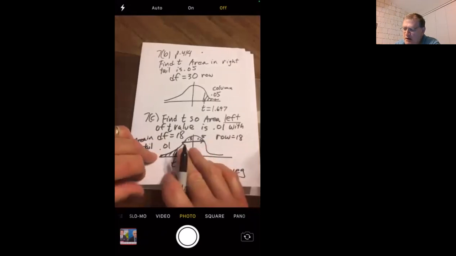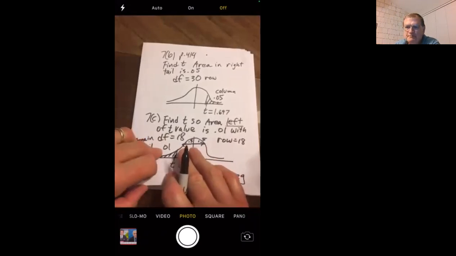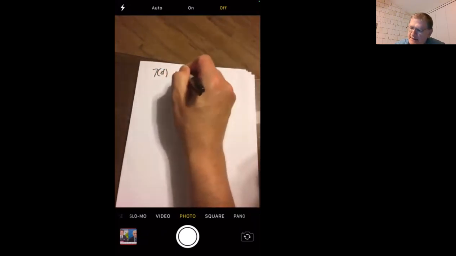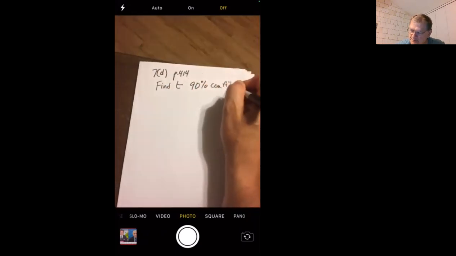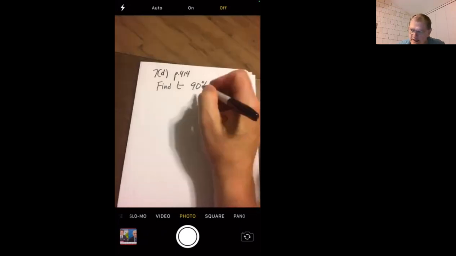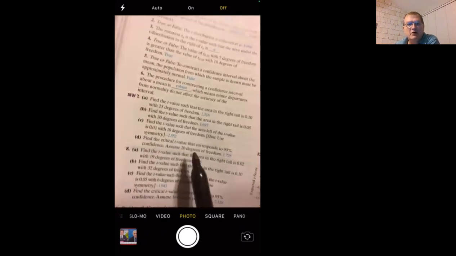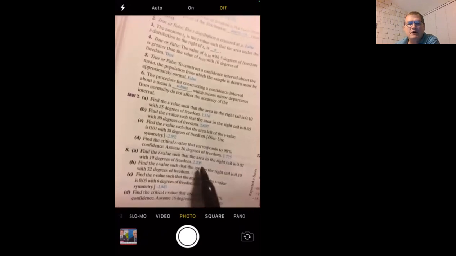Part D, you're going to name your column by confidence. 7D, page 414. Find T. 90% confidence. DF is 20. See this? Critical T value, 90% confidence, 20 degrees of freedom.